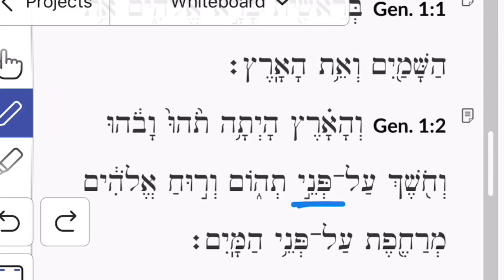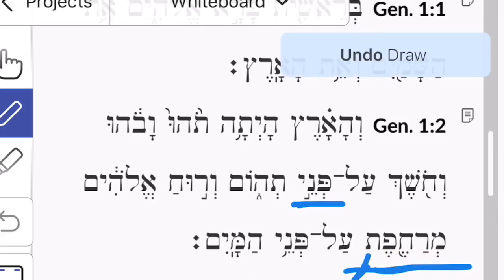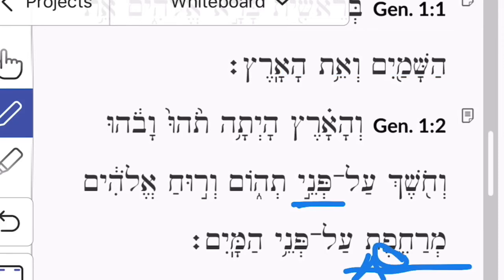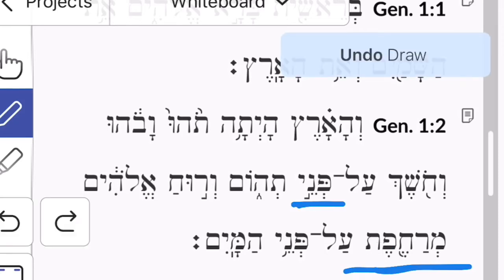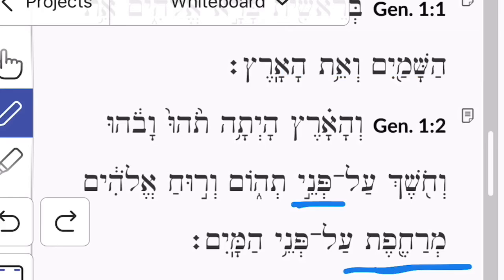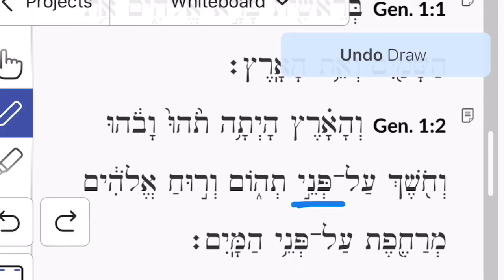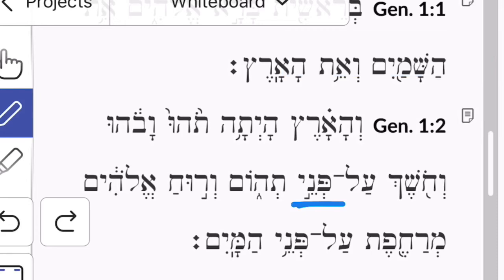Merachefet does. It has 2. The pe could be hardened, but it's not because it has a vowel before. And the tav could be hardened, but it's not because it has a vowel before. And then another Begad Kafat in the pnei, and that is hardened, so it's a hard P. And then hamayim does not have a Begad Kafat letter. So we got verses 1 and 2 done nicely.